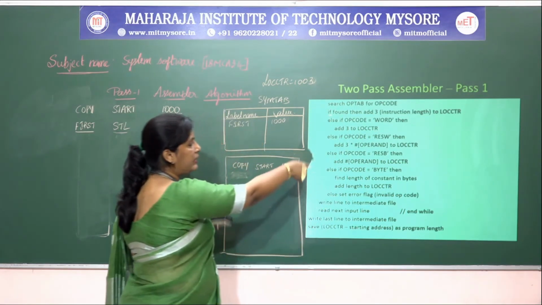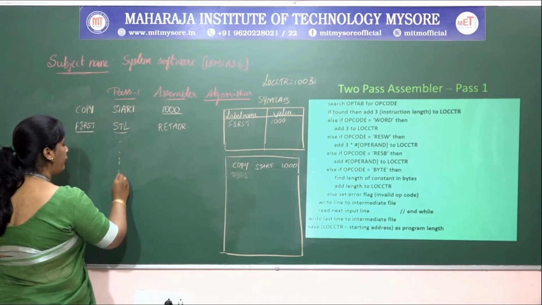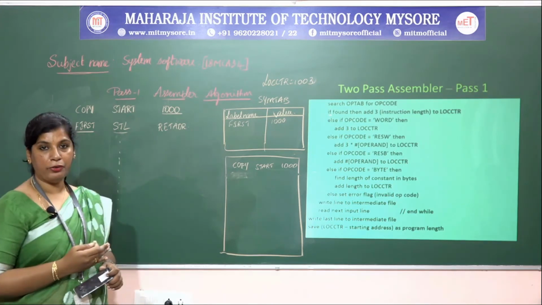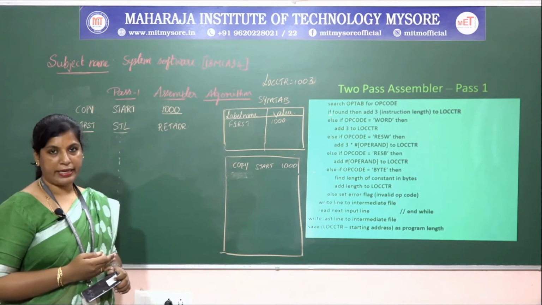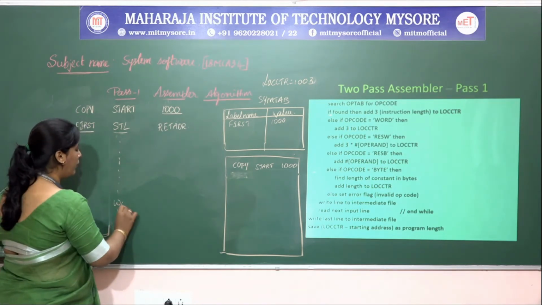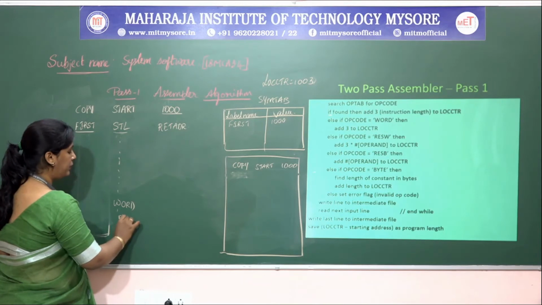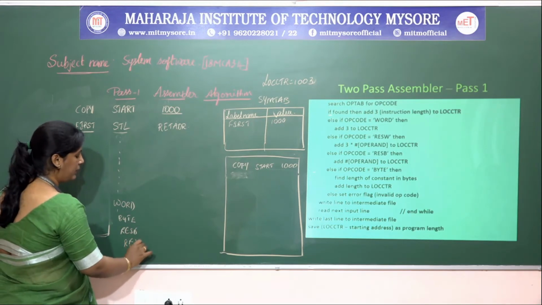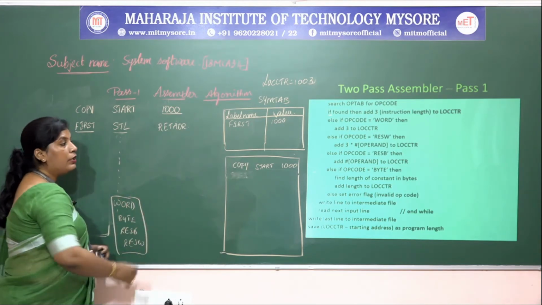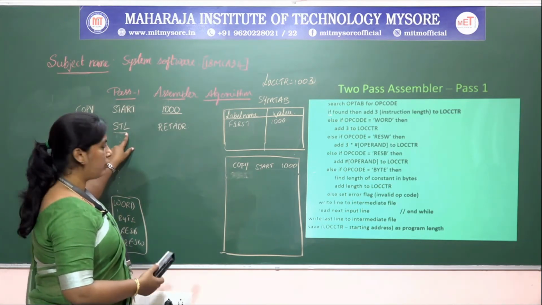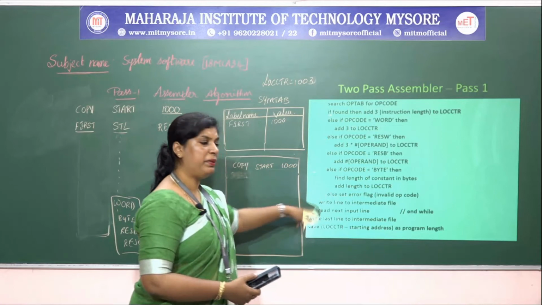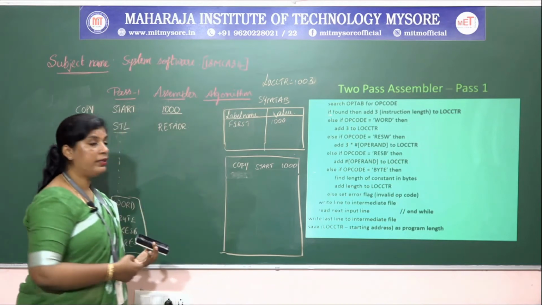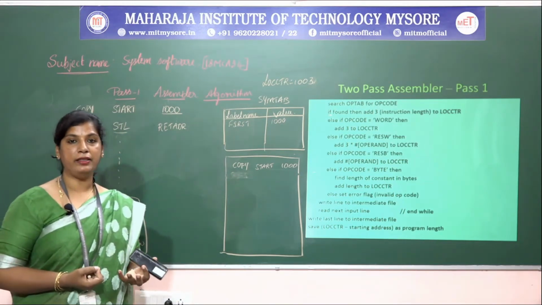If this condition is true, search the opcode table for the opcode, if found, it won't go to that else part. Why is there an else part? Whatever the mnemonic field has, it might be the actual mnemonic value, or it might be an assembler directive, like WORD, BYTE, RESW, RESB. These kinds of assembler directives will be there. If it is the actual mnemonic value, it won't go to that else part because it already got it. If it is not there, then it searches whether it is WORD or RESW, BYTE or RESB.